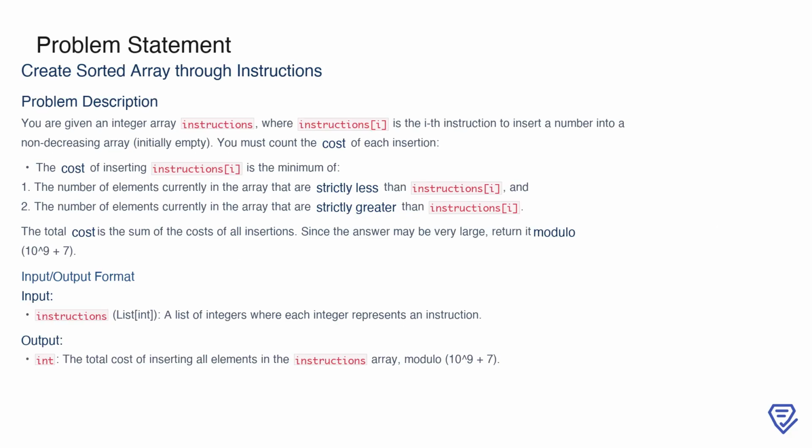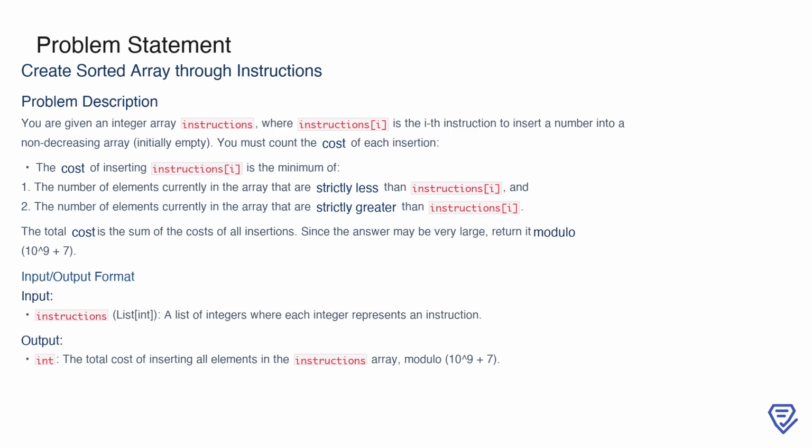In this problem, we are tasked with creating a sorted array using a series of instructions provided as integers in an array. Each integer in the instructions array represents a number to be inserted into a sorted, non-decreasing array, which starts off empty. The challenge is to calculate the cost of each insertion.